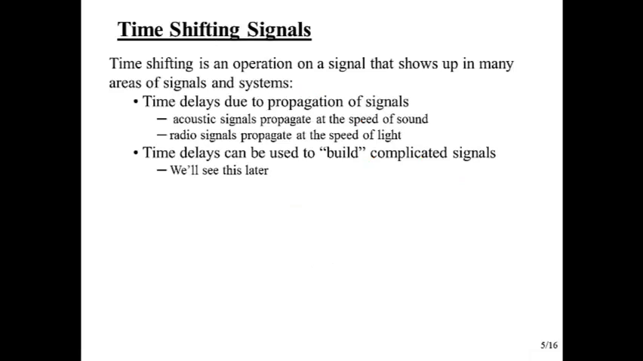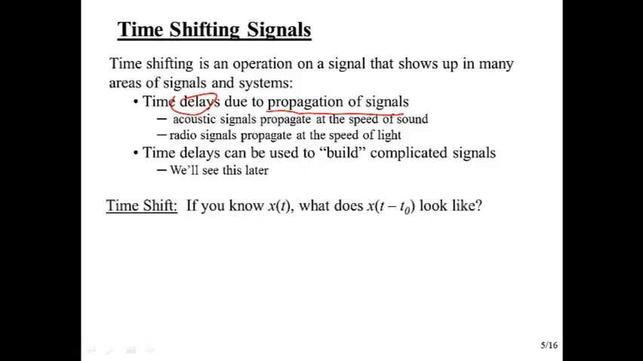Once we have a signal, sometimes we want to think about a time-shifted version of that signal. In the physical world, time shifts are often time delays, often due to the propagation of a signal. Acoustic signals propagate at the speed of sound, a radio signal at the speed of light. That's how we use this idea to help us model what goes on in the real world. In a more mathematical way, once we have some simple signals, we can time shift them around and then add these components together to build more complicated signals, and we'll see that in just a little bit.